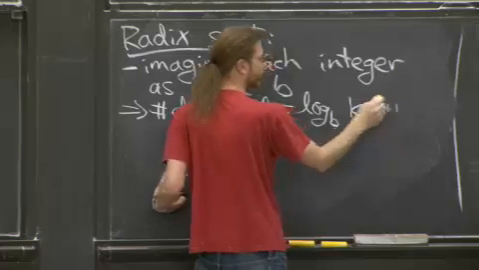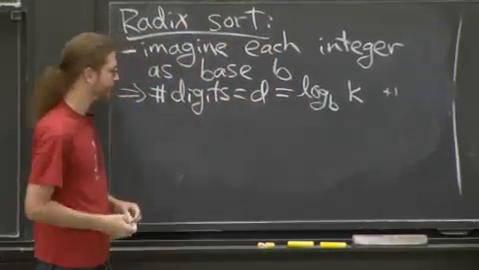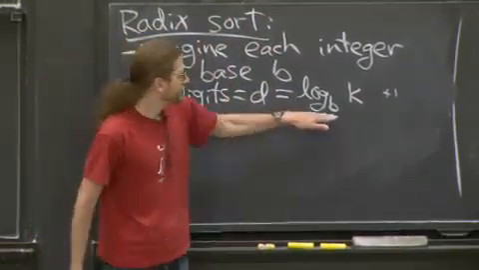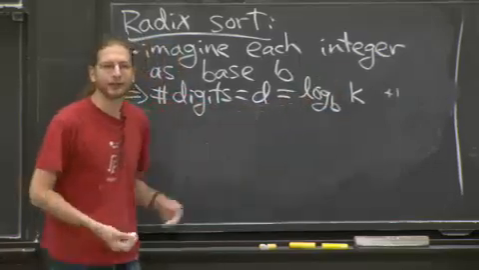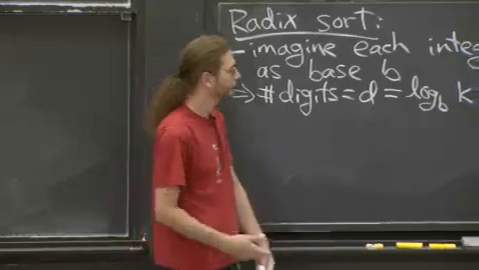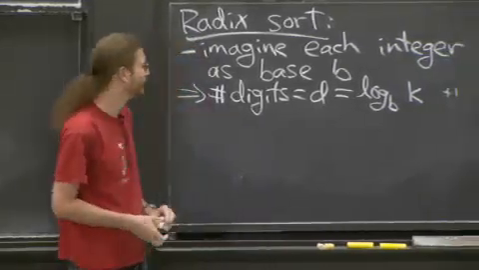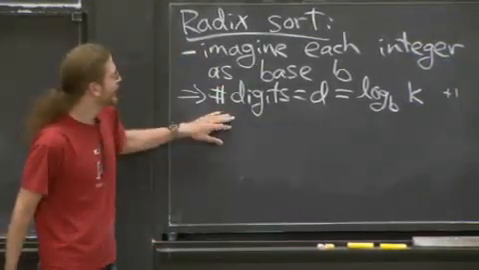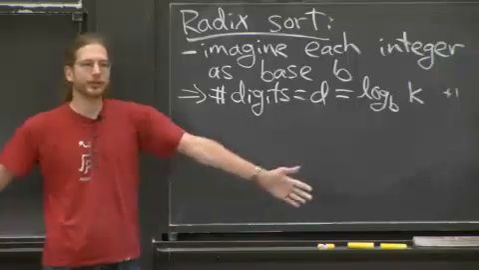Plus 1, whatever. I mean, I don't have to be super precise here. Because if I'm in base b, that's what log is, right? So normally we think of log base 2 because we're writing things in binary, or at least computer scientists normally think that way. And fine. So now we've decomposed our integer.